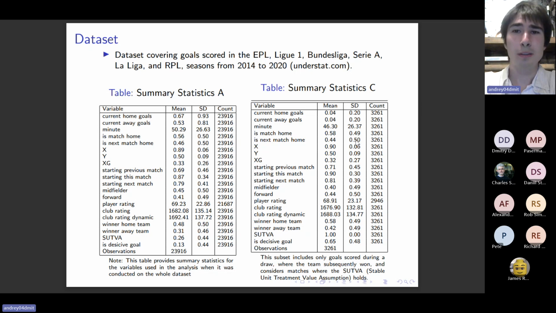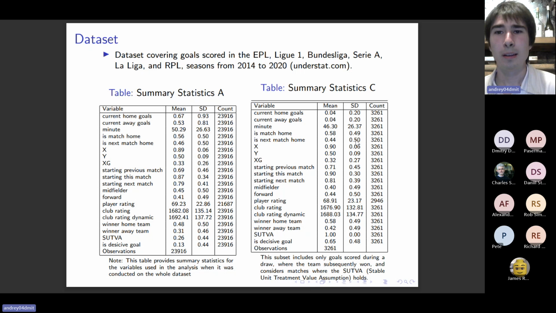Actually, you can see two summary statistics, two tables. You might ask me, Andrei, what's the difference between these two tables? Well, on the left, there is a summary statistic table for the whole dataset. So there are almost 24,000 observations. Each observation is a goal. And for each observation, there are many variables, as you can see, and these variables are tied to each observation.